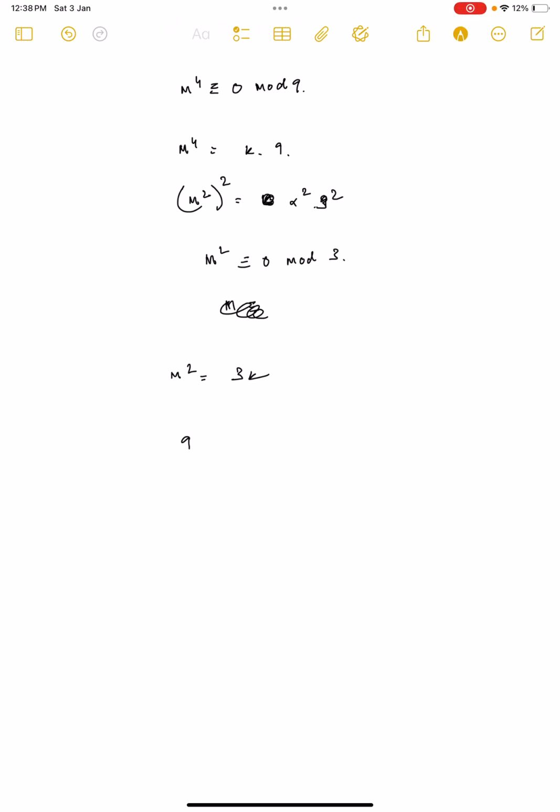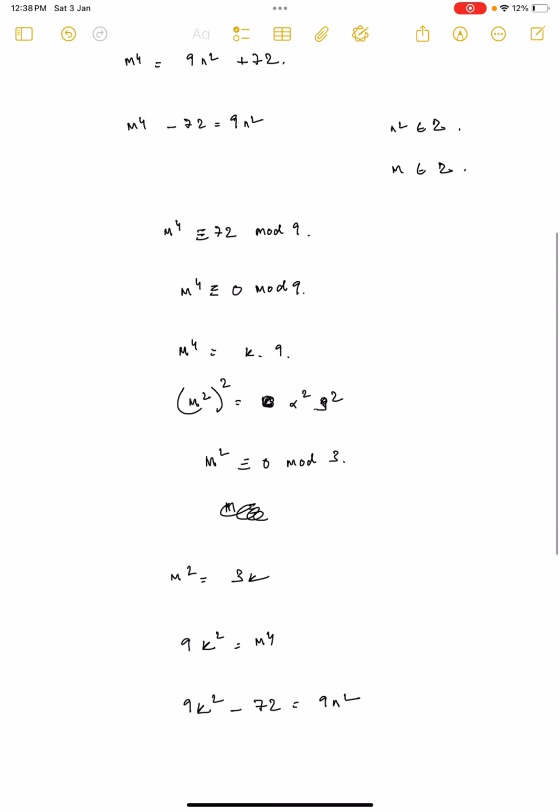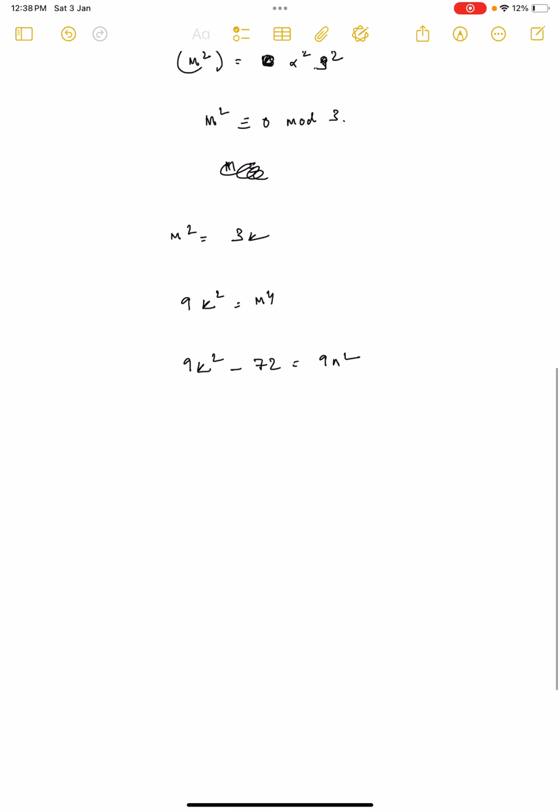Thus 9k square is m to the power 4. Thus 9k square minus 72 is 9n square, or k square minus 8 is n square.